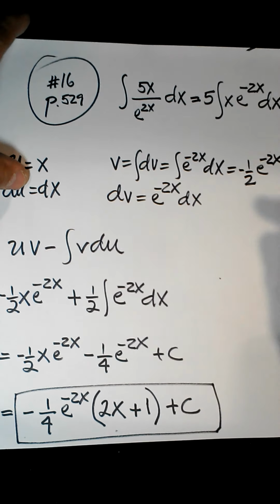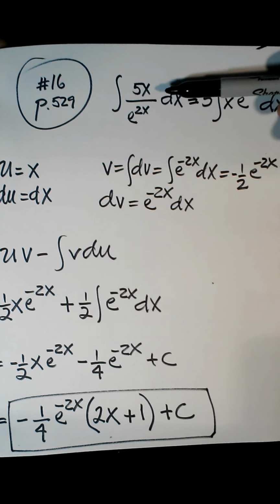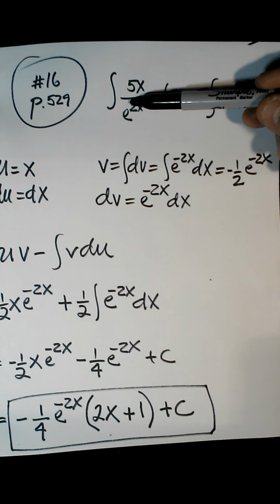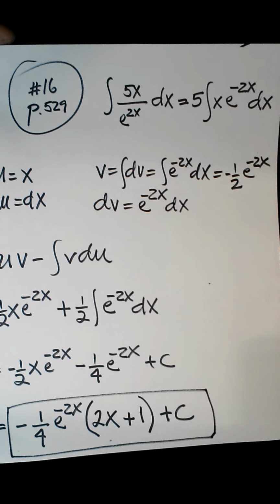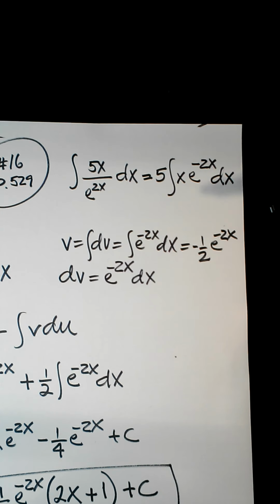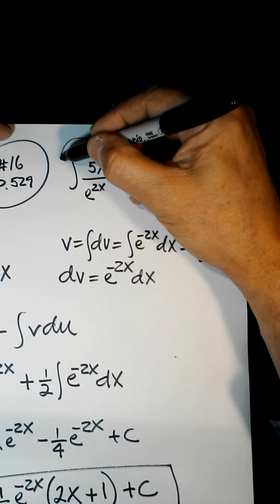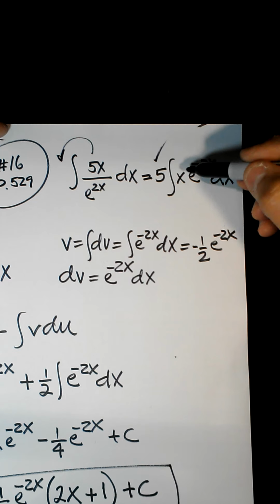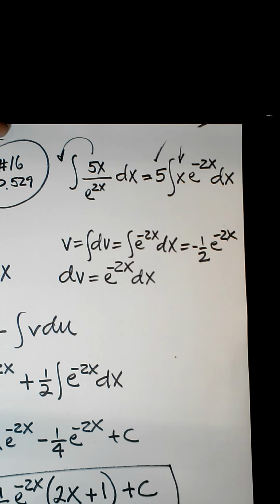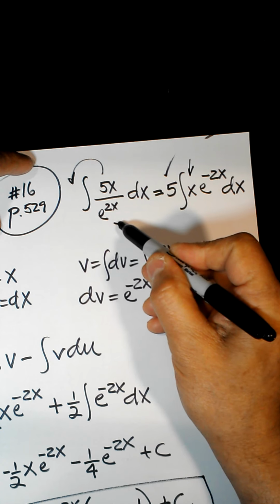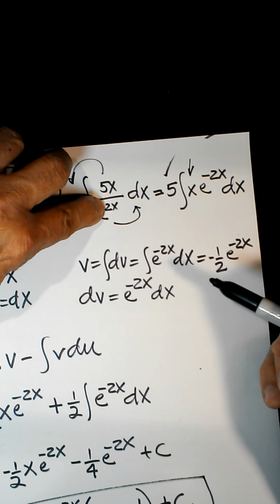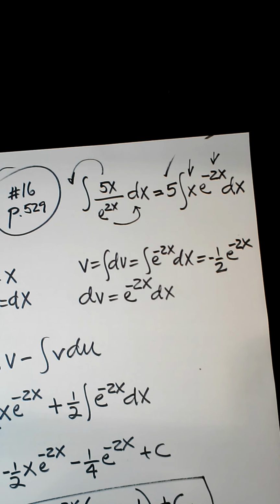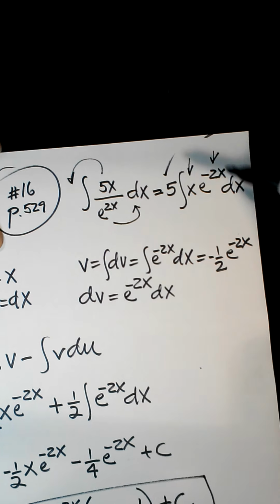Problem number 16, page 529, I have this function, 5x divided by e to the 2x dx. I'm going to rewrite it so I make the integration easier. I get this 5 out. Here it is. I keep the x where it was, and I move this guy up there, and therefore the plus 2x comes up as minus 2x.